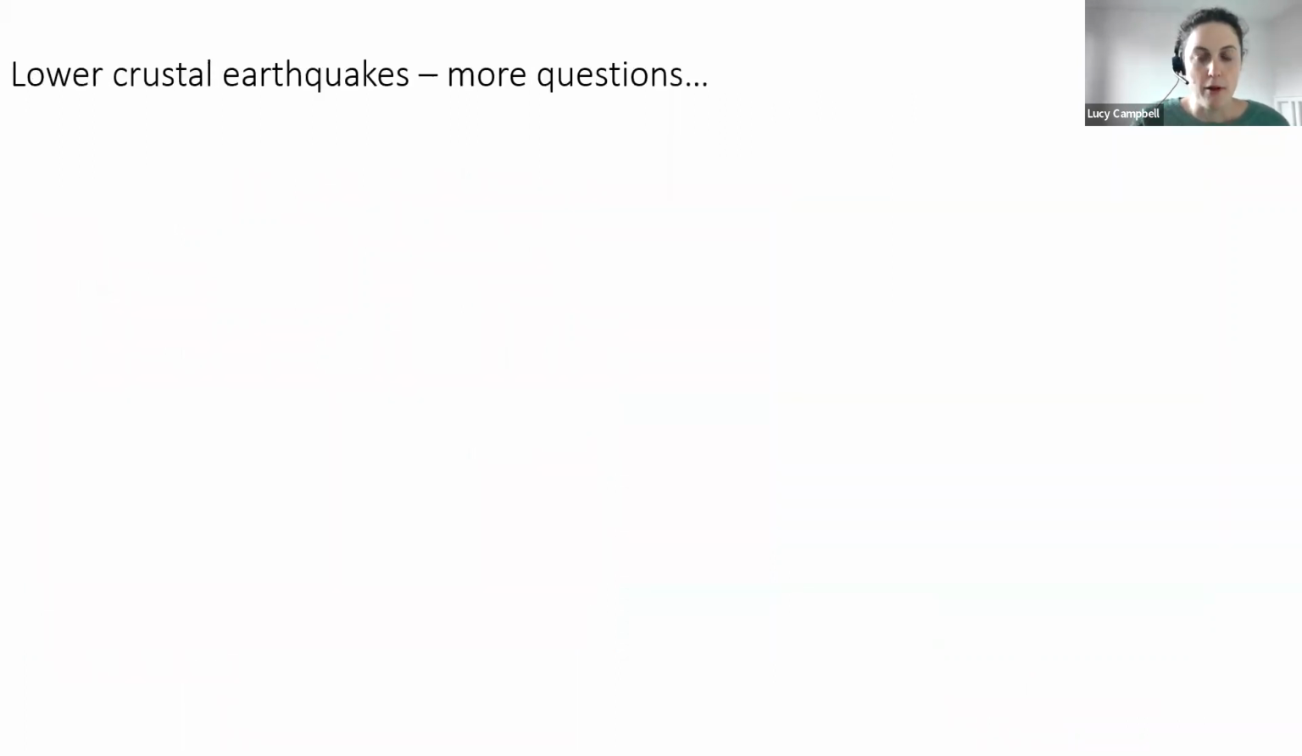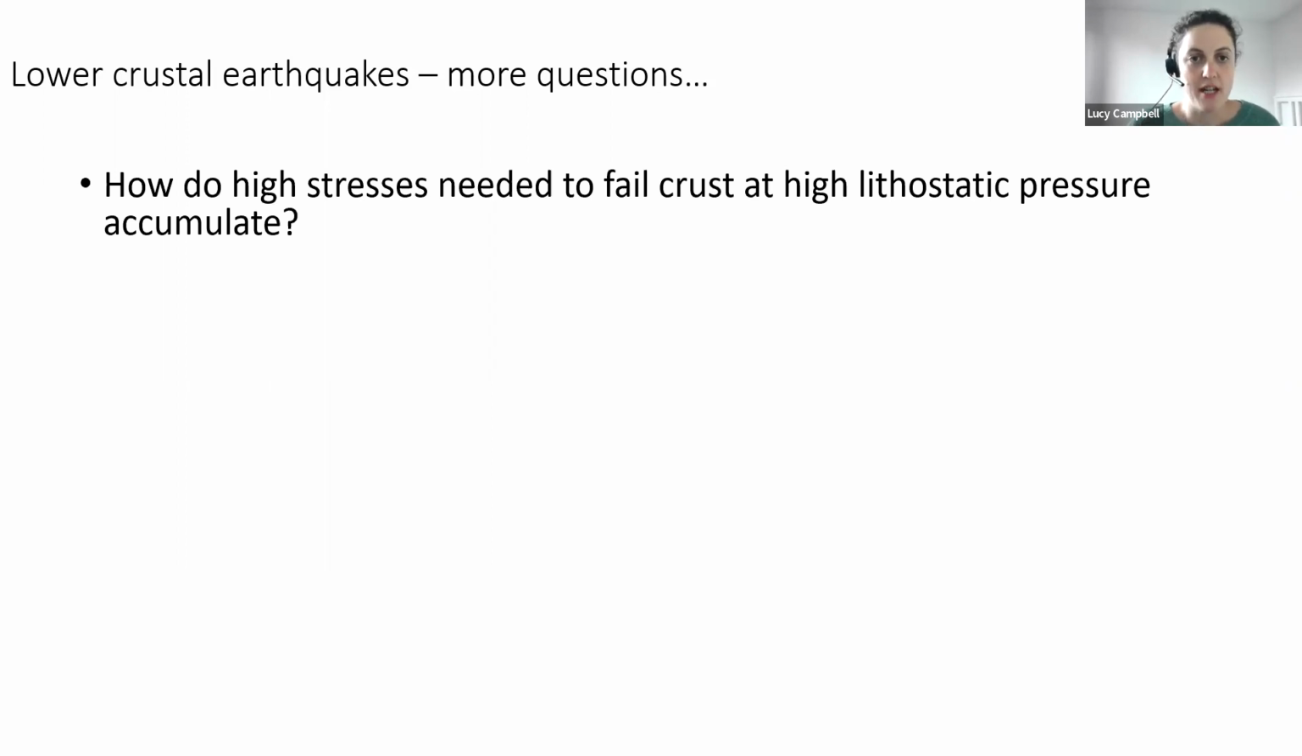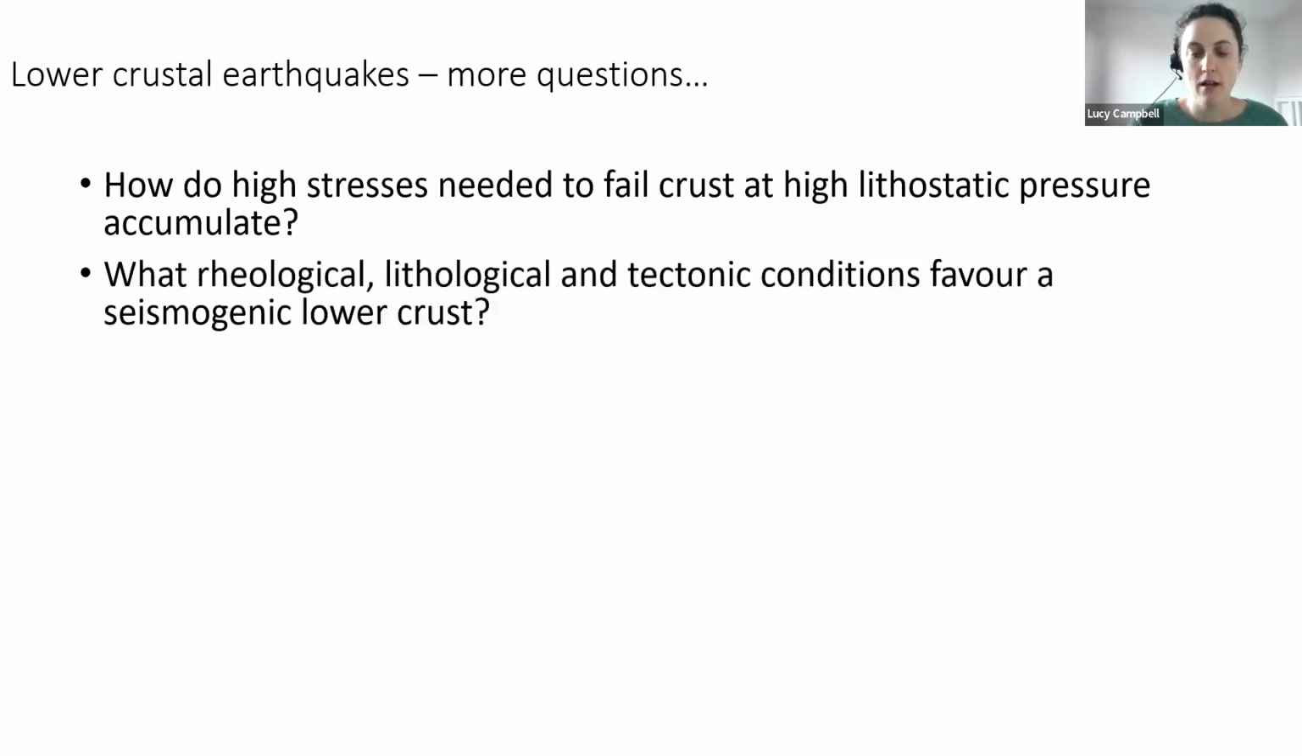Some of the questions which come up are: how do we actually get earthquakes within the lower continental crust, when we might expect viscous shear to predominate? We could say quite basically that we need a quite strong crust, but even so, we still need to somehow get the stresses high enough to reach the failure stress of that strong crust at high lithostatic pressures. So how might we do that?